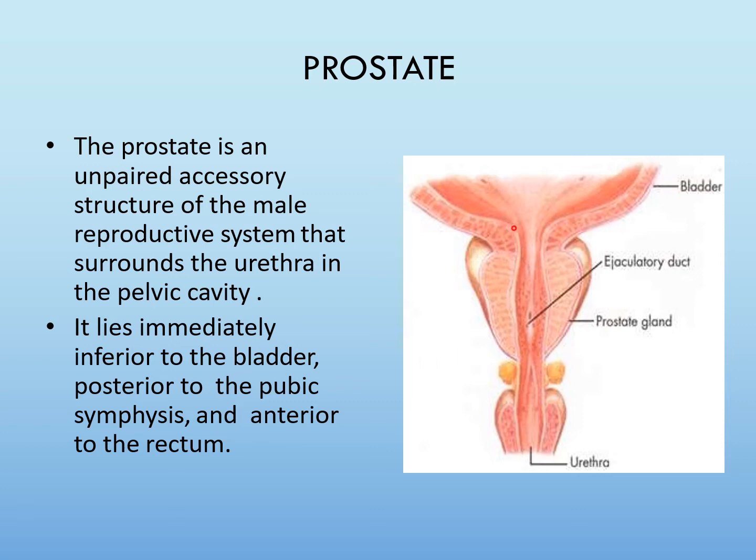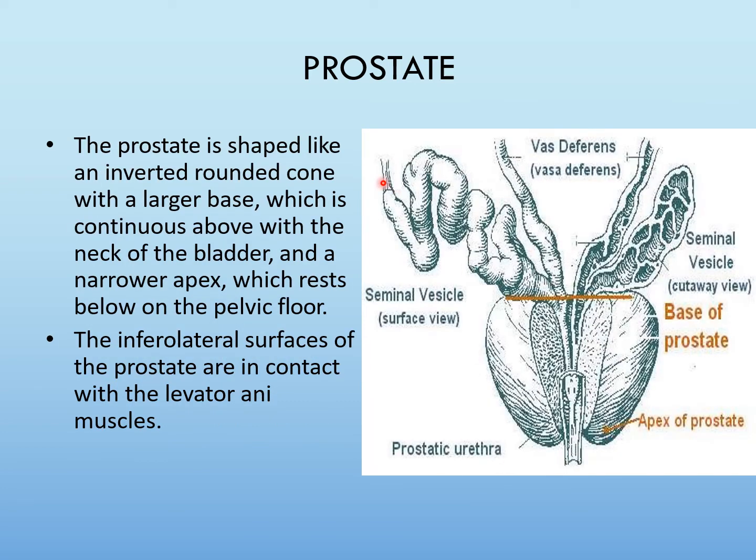Here you can see this is the bladder. It lies just below the base of the bladder and it surrounds the urethra. That part of the urethra is called the prostatic urethra. The prostate is shaped like an inverted rounded cone with a larger base. It is continuous above with the neck of the bladder and a narrower apex which rests below on the pelvic floor. The inferior lateral surfaces of the prostate are in contact with the levator ani muscle.